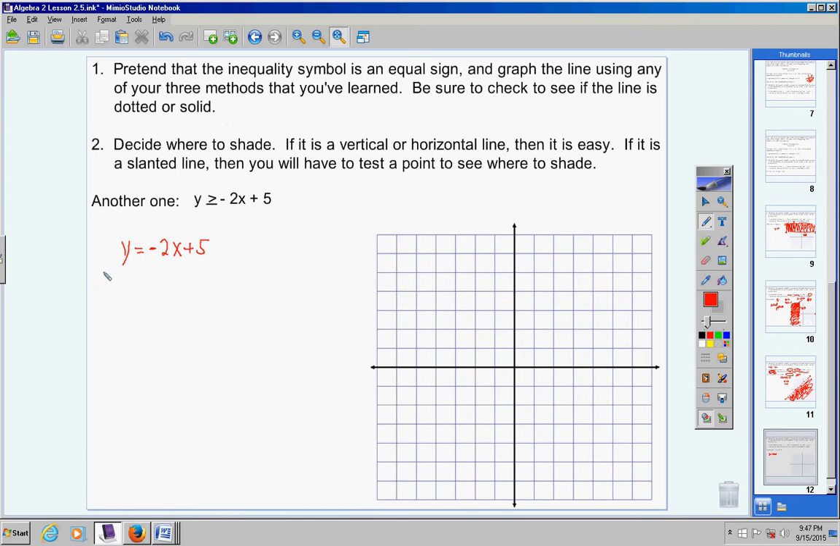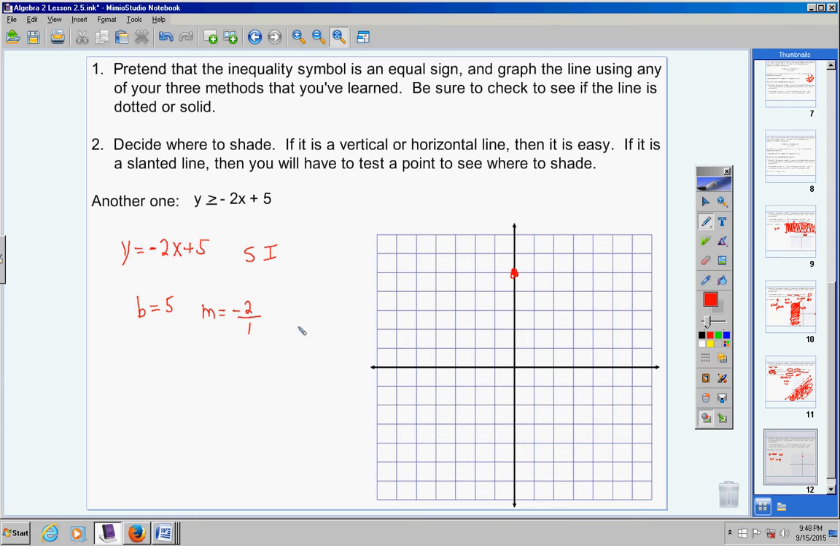So, I can use one of my three methods. Well, y is all by itself, so why not use the slope-intercept method really quick? Remember how to do that? When y is all by itself, the constant term is your y-intercept, so b equals 5. The x coefficient is your slope, negative 2, and we're going to put it over 1 so that we have a fraction. So I go to my y-axis at 5, 1, 2, 3, 4, 5.